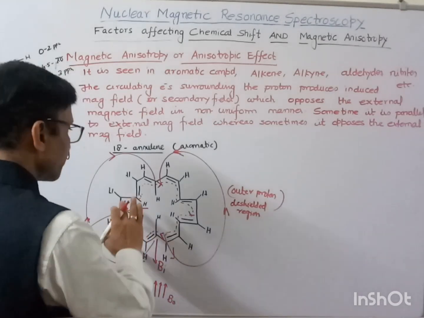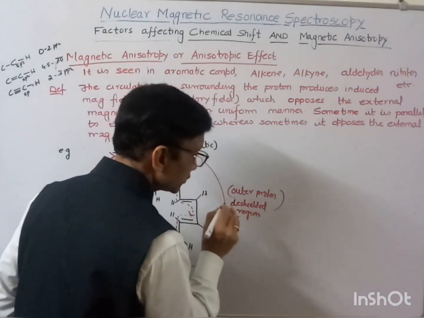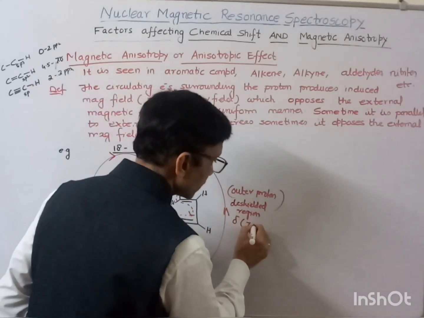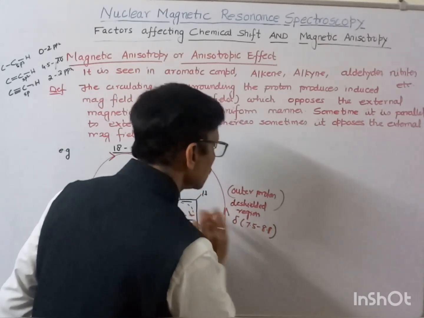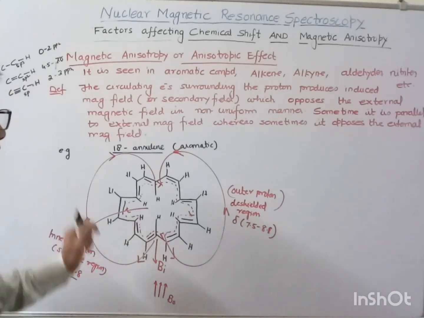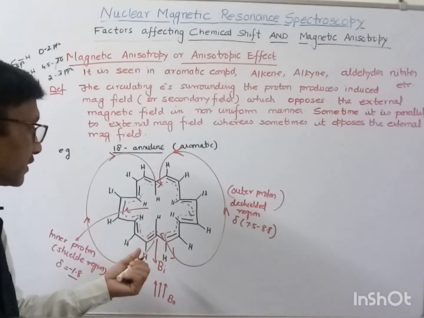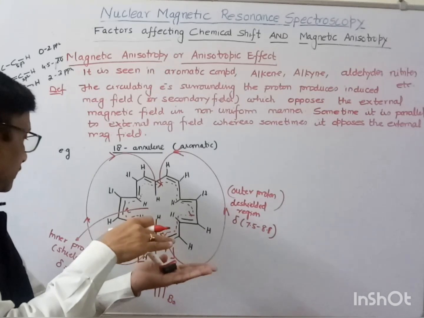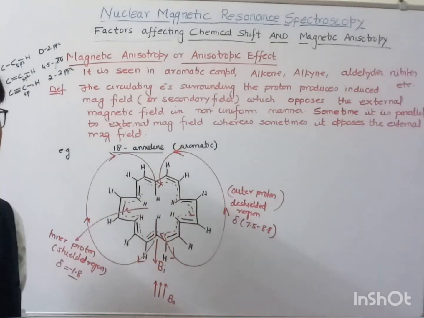Whereas the outer protons are quite de-shielded, and they come from 7.5 to around 8.9, 8.1, like this. So around 8 is the delta value. This is about the 18 annulene system, which is an aromatic system, completely planar. As it is completely planar, the inner protons are shielded, whereas the outer protons are de-shielded.